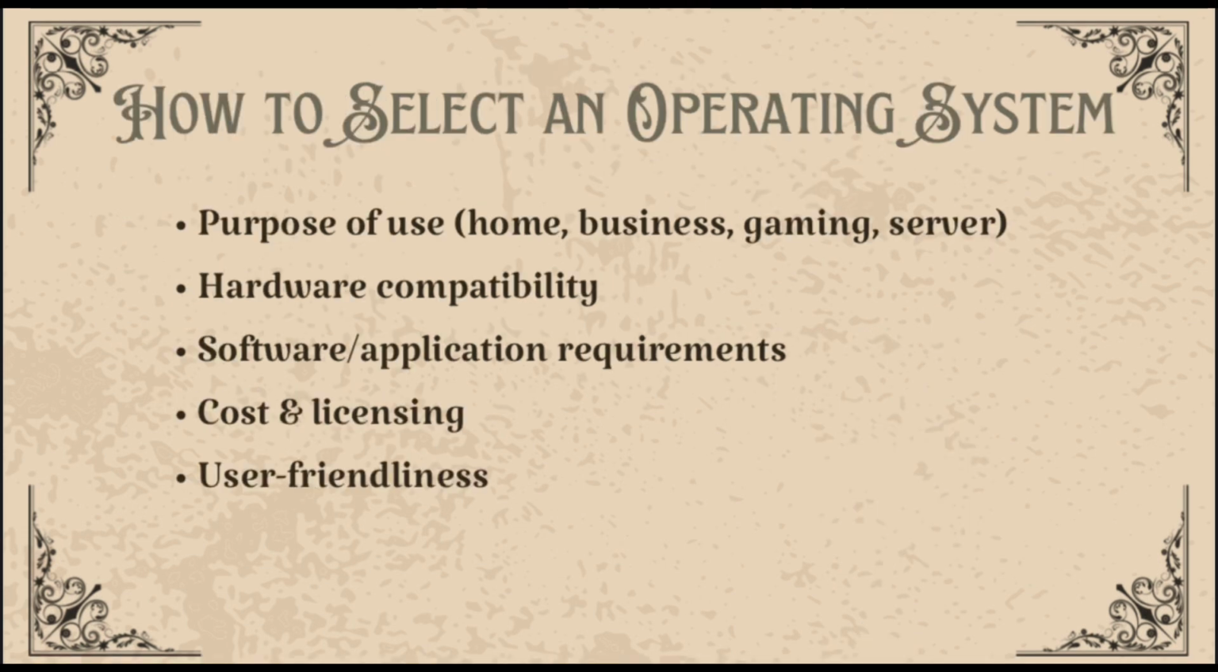How to select an operating system? To choose an operating system, we must know the purpose. Home users often use Windows. Companies may use Linux for servers. Gamers choose Windows because most games support it. Hardware is also important. For example, Macintosh operating system works only on Apple computers. We must also check software needs, cost, and if it's easy to use. For example, a gamer will choose Windows, but a company may use Linux for a cheaper server.